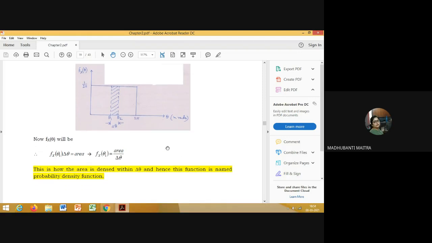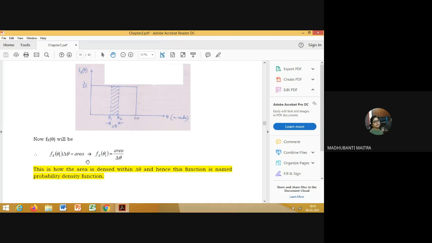Now, why do we call it a density function? At this point, if I consider this point theta 1, then we can write that fx theta 1 is the value fx at this point. So fx theta 1 into delta theta will give us this area. So from this, we can write fx theta 1 is equal to area by delta theta.